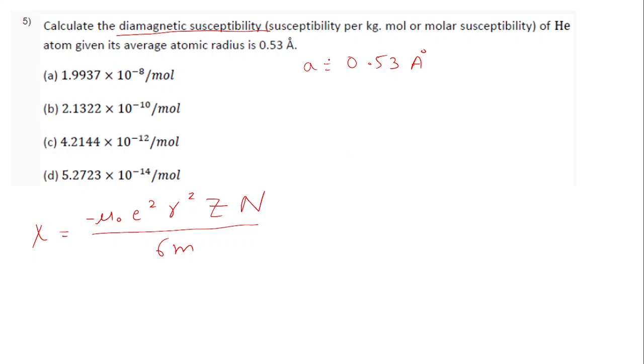Here we can substitute all this. N is the number of atoms per unit volume, but here if we substitute N equal to Avogadro number, we'll get molar susceptibility, so we'll do that. And let's keep this. Okay.